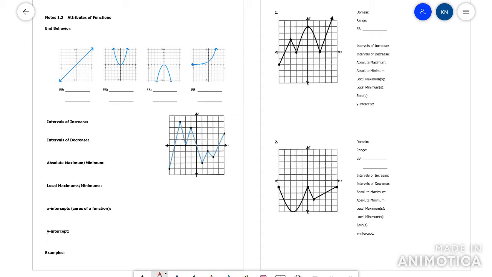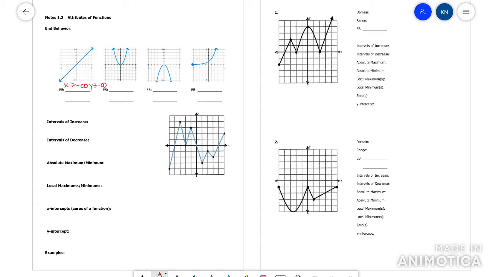You go x approaches negative infinity. This means if I go left. So if I hopped on this line and started going left, what would the end of the line be? When I look at this, I see the end of the line is going down. So that means if I go left, y approaches negative infinity. It's going down.